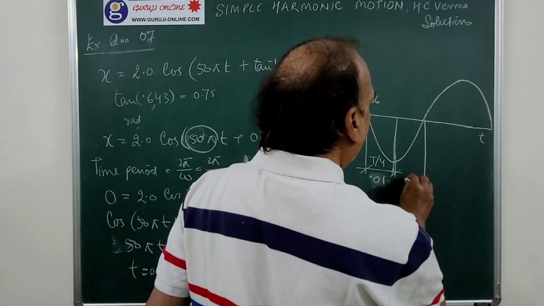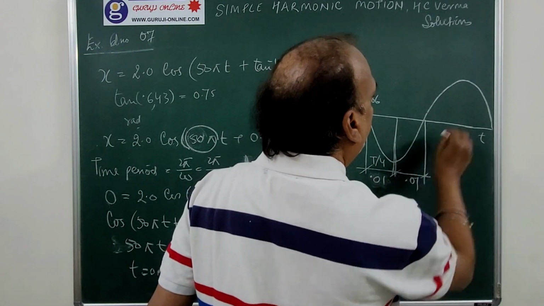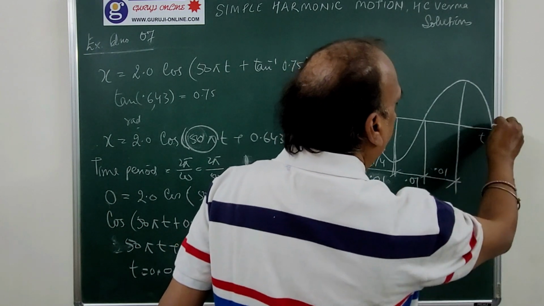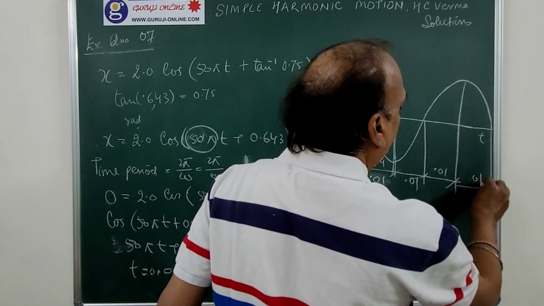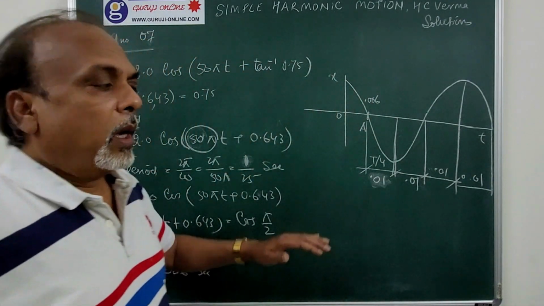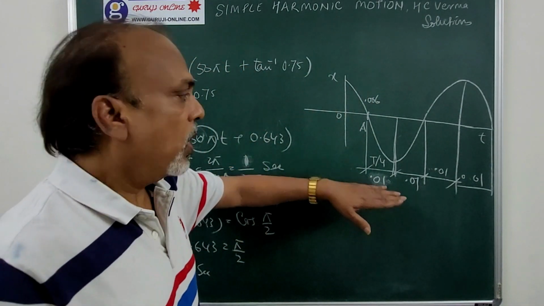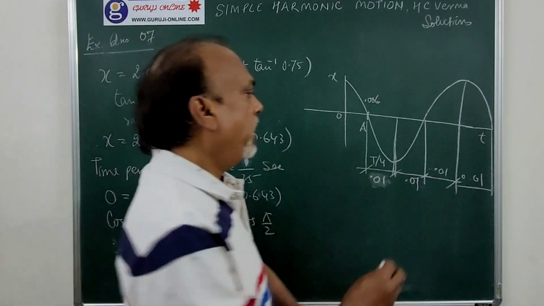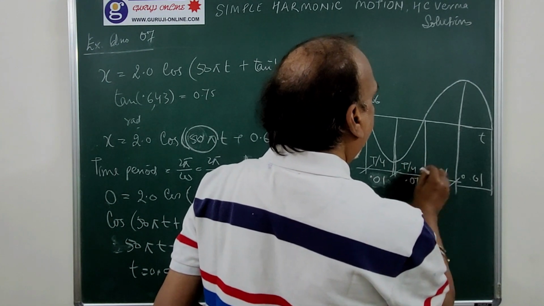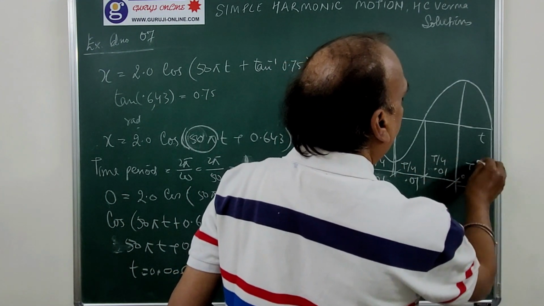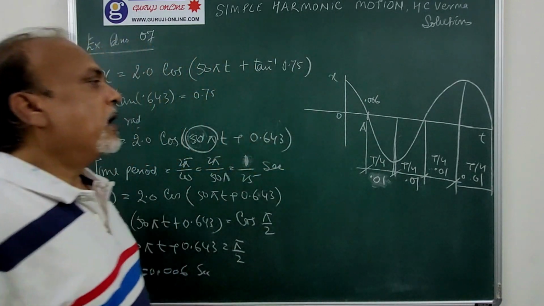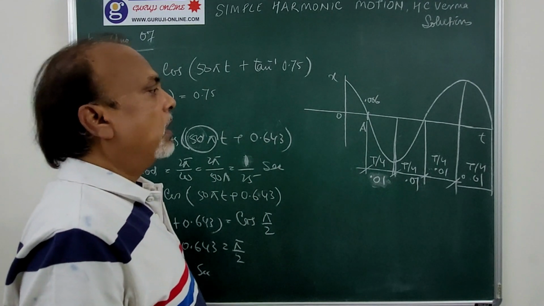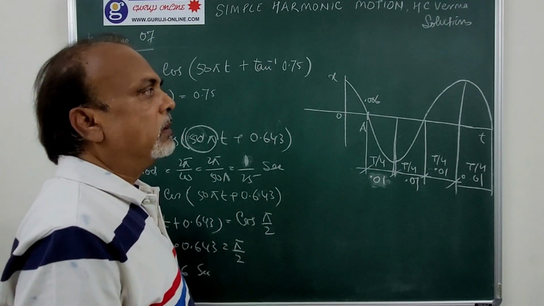Likewise, this is also 0.01. Likewise, this is also 0.01. I hope you are understanding this problem and how we are writing, it is just T by 4, T by 4, T by 4 we are writing. So please don't confuse yourself. So this is the graph we have curated. With this graph you can answer all your questions.